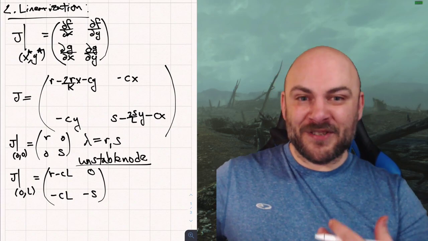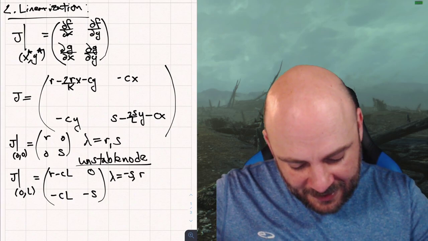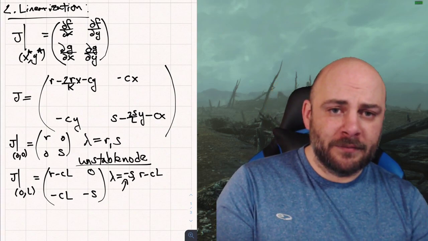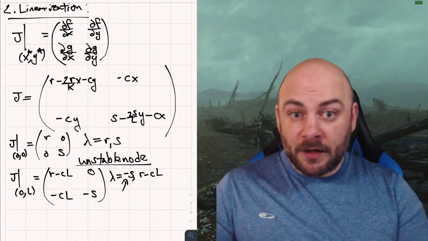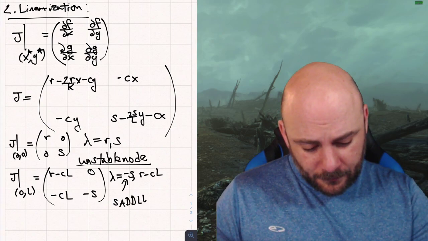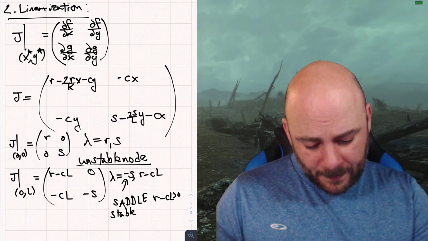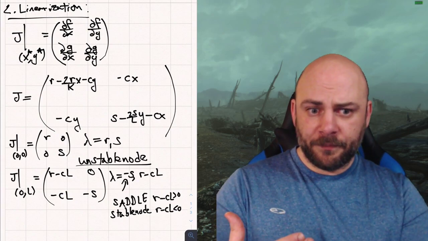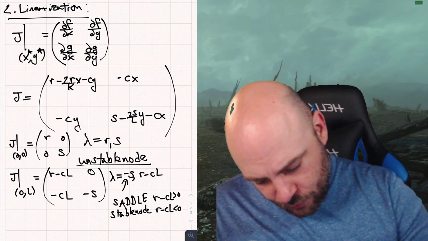And this is where our first problem arises, okay? My eigenvalues are negative S and R minus CL. So the negative S means that in at least one direction, I'm stable. Now, R minus CL, what does that mean? Well, it could be positive, but it could be negative. So we either are going to have a saddle if R minus CL is positive, or we have a stable node if R minus CL is negative. That makes sense to y'all? And so we have a couple cases here, and I'm writing those down as notes just to keep track of them, okay? Let's move on to the next equilibrium points that we got.